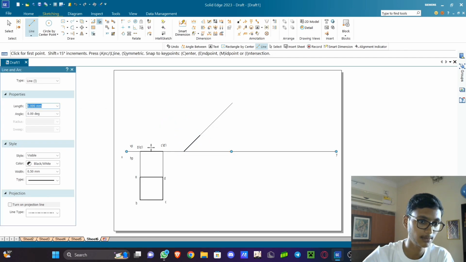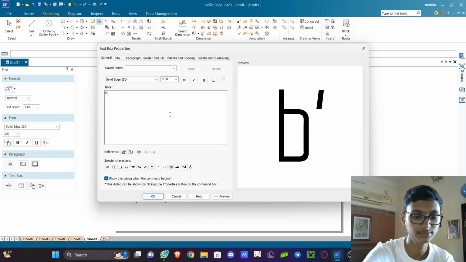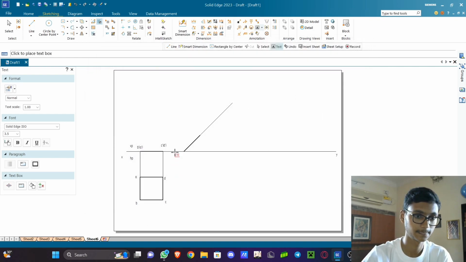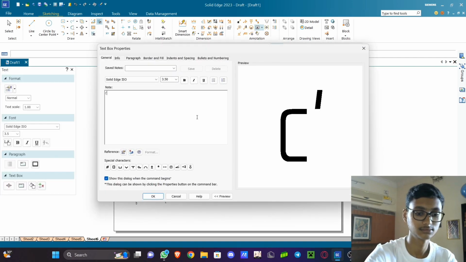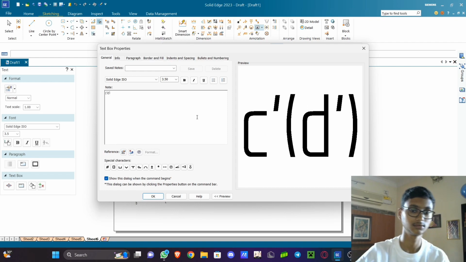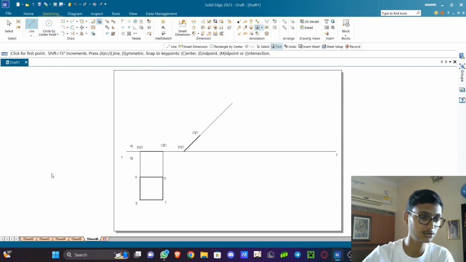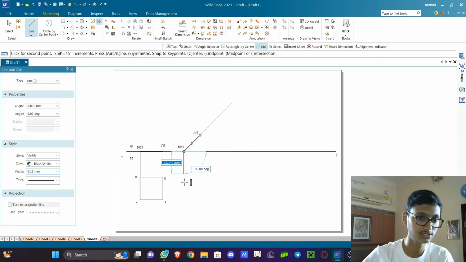Now let us give the same naming as we have given before. B dash, A dash. And C dash, D dash. And now we have to project these lines downwards. So as I told before, projection line should be a thin line. So I am selecting thin line and I am projecting it downwards.